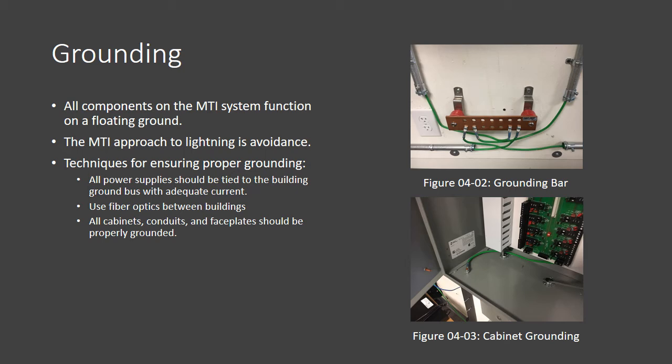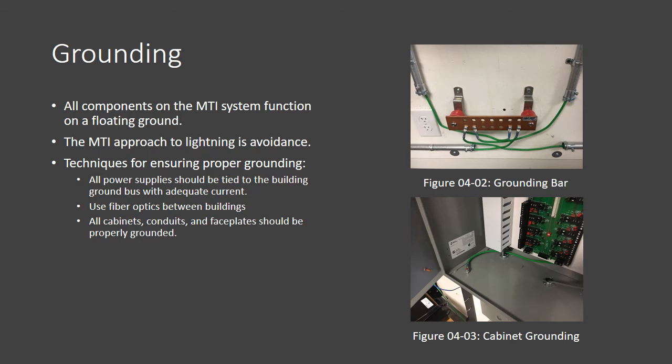Some techniques for ensuring proper grounding are, first of all, power supplies should be tied directly to building ground through a building ground bus with the adequate current provided through the wiring of that bus. I have an example there on 0402 of a grounding bar and how to properly connect that.